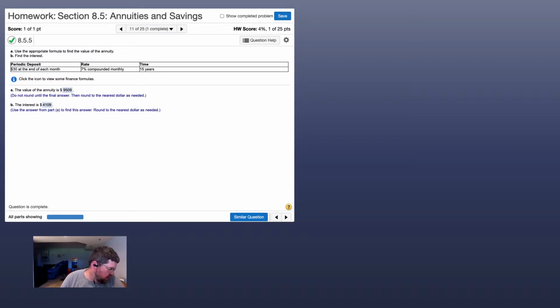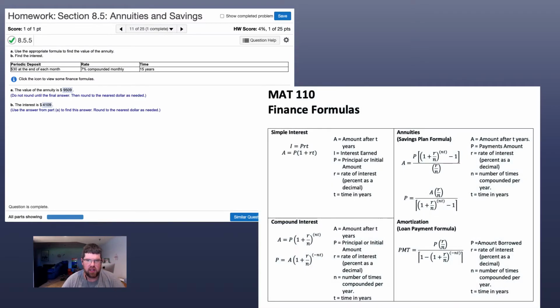So on this problem, we're contributing $30 per month at 7% interest for 15 years. And so there you go. Again, if we're using our formula sheet, it would be this formula right here. And that can be pretty hard sometimes because you try to use that formula, you forget a parenthesis or something, it screws it up, and it's very frustrating.